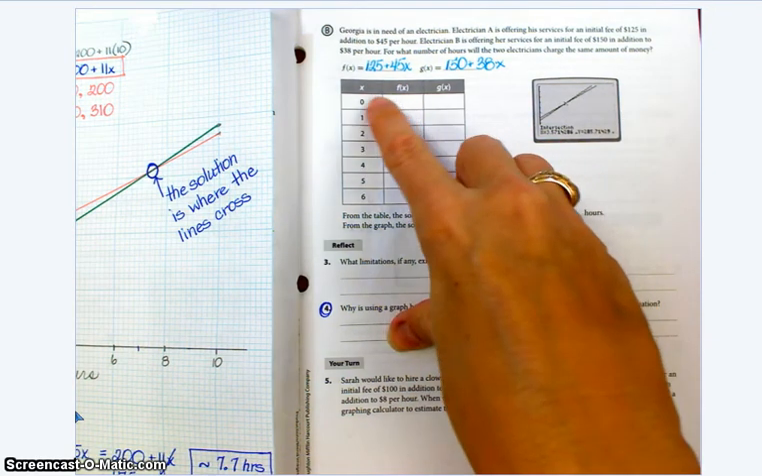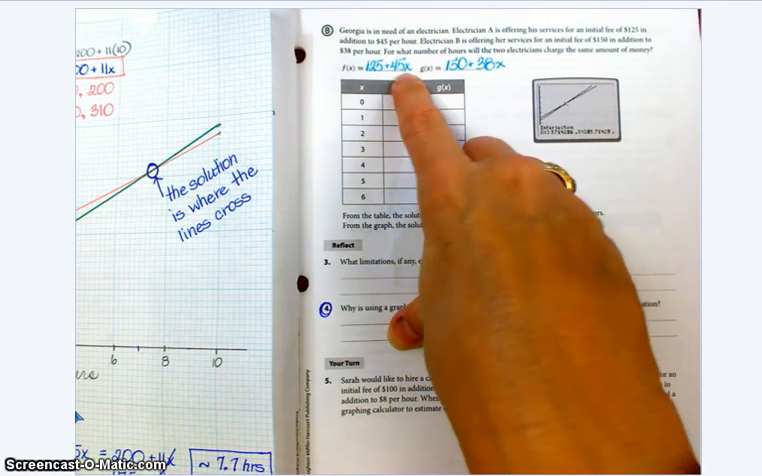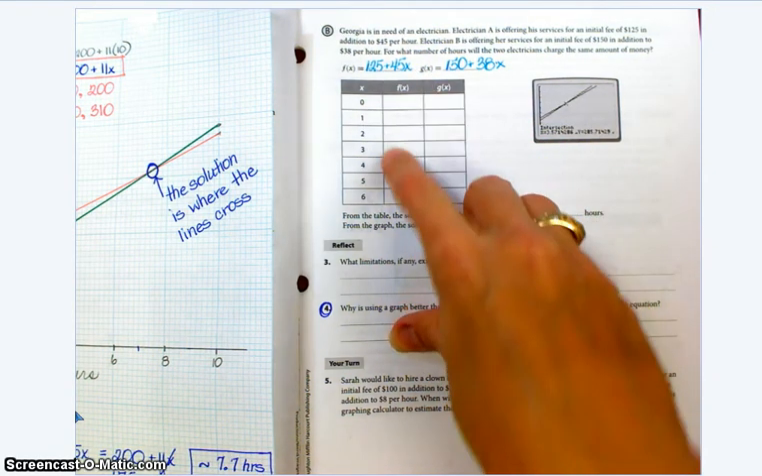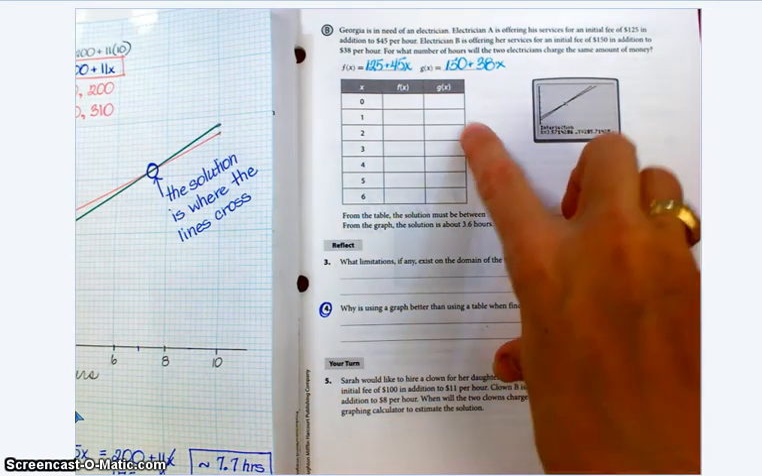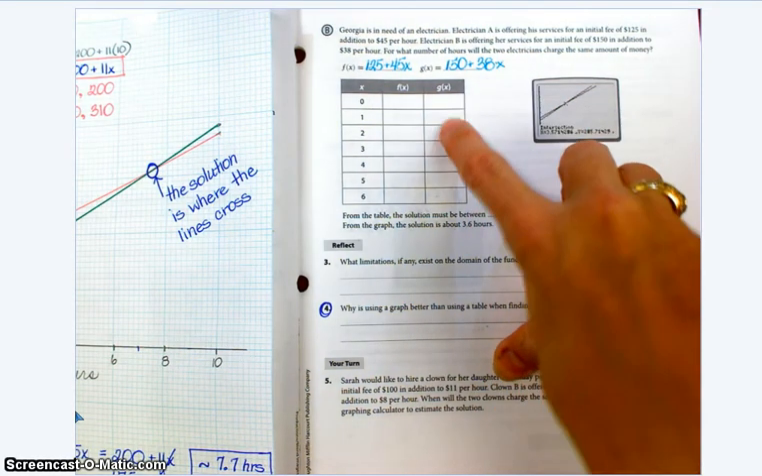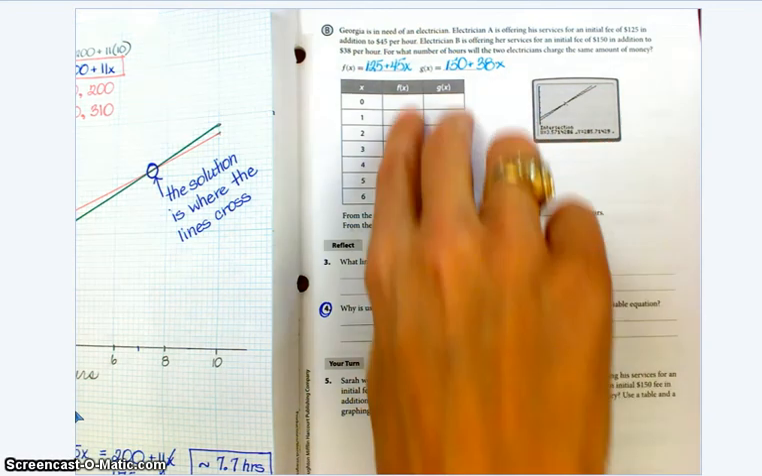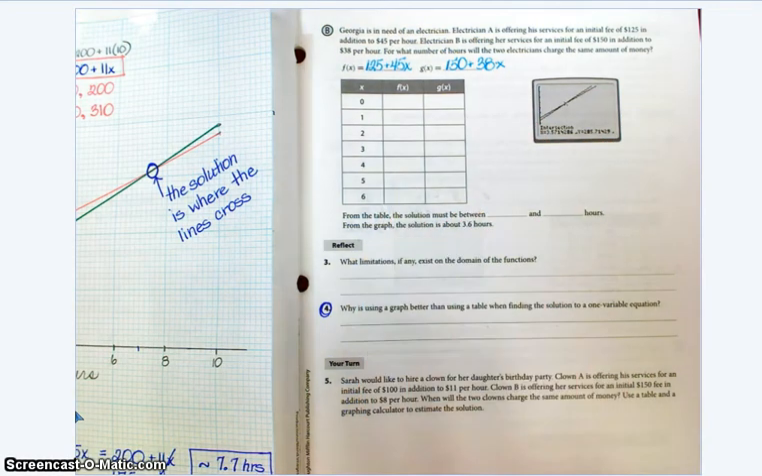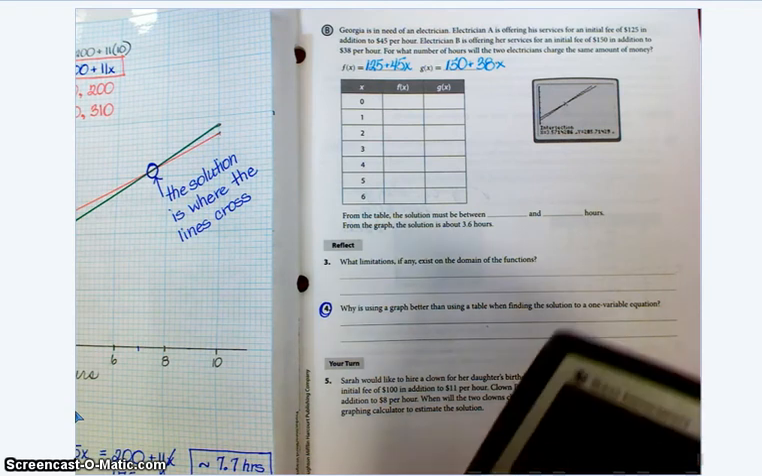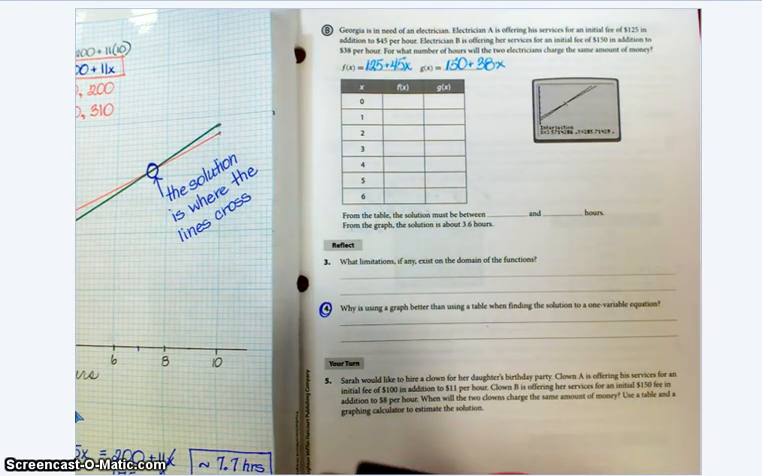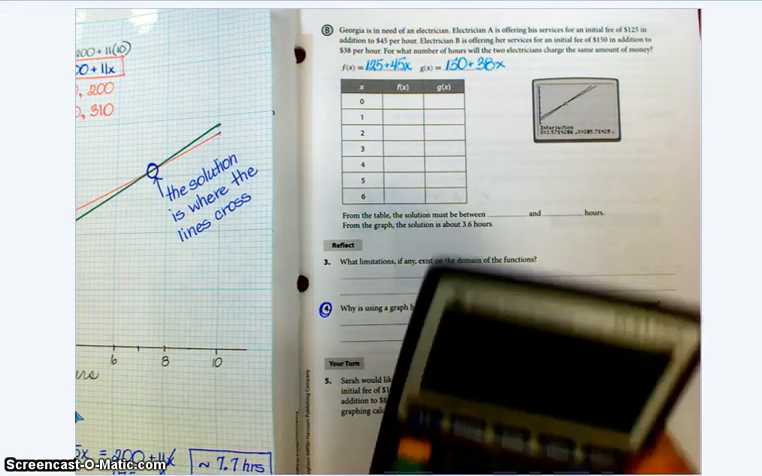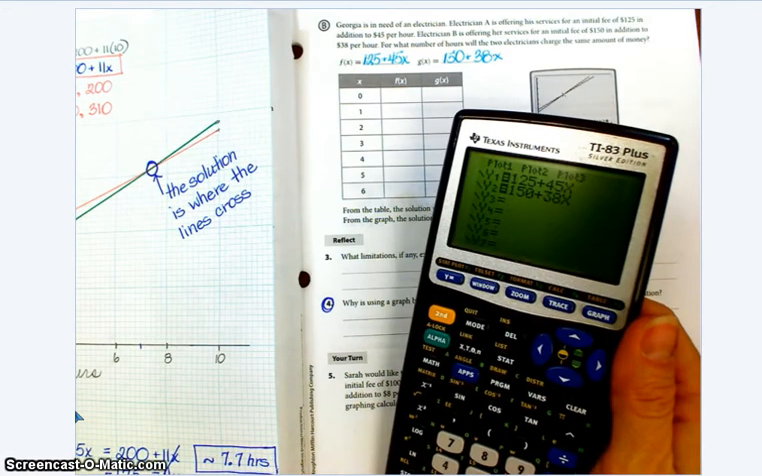I can plug in 0 and then 1 and plug in 2 and plug in 3 and plug in 4 and do it all by hand. And I can plug in the same stuff over here for the other one and build my table that way. And you can certainly do it that way. But here's what I'm going to do. I am going to take my calculator and I'm going to put both equations into the calculator.